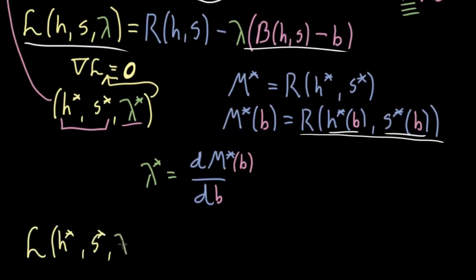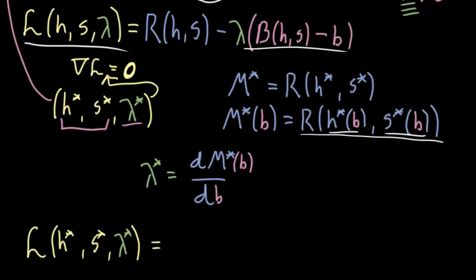And remember, the way that these guys are defined is that you look at all of the values where the gradient of the Lagrangian equals the 0 vector. And then if you get multiple options, sometimes when you set the gradient equal to 0, you get multiple solutions. And whichever one maximizes R, that is H star, S star, lambda star. So now I'm just asking, if you plug that not into the gradient of the Lagrangian, but to the Lagrangian itself, what do you get?